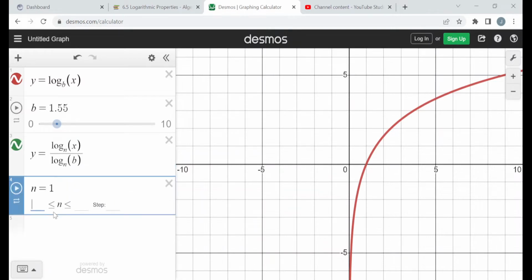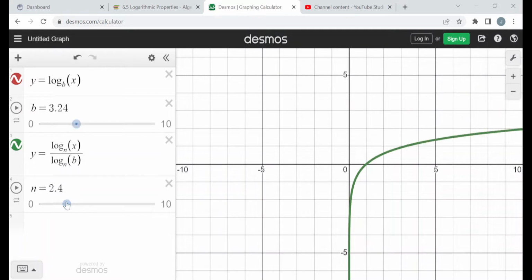And again, making sure that the n is a positive number that's not 0 or 1. All right, and now you see, when n is 2.4, b is 1.55, it doesn't really matter. You can change b or n to whatever you want. The graphs are the same. See, when I turn one off and on, it's right on top of the other one.